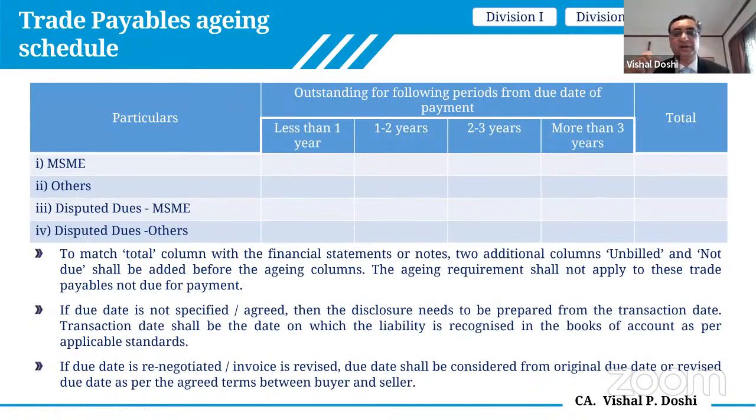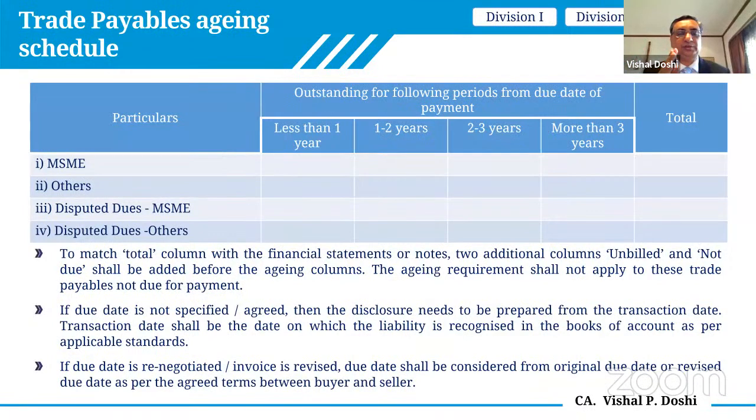Let us say some material has been received on 25th of March or some services have been received on 25th of March, where there is a 15-day or a 30-day credit period, which means as on 31st of March, that amount is not yet due. You might have booked the liability, but it is not yet due. So these are all, as I said, this table is from the due date. So you need to add one column about amounts which are not yet due. That should be one column.